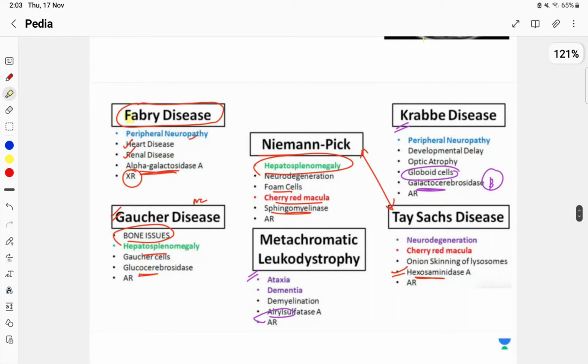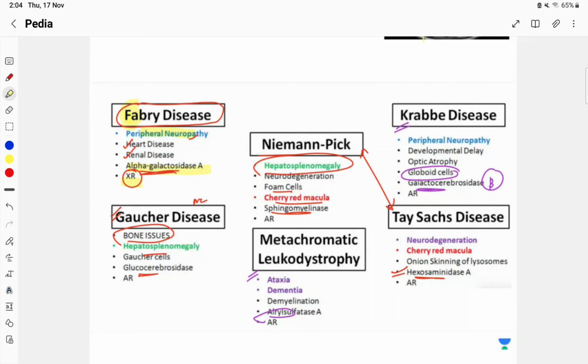See, Fabry: my favorite hobby is to make ceramide, and we made a galaxy. So ceramide will accumulate. Galaxy means alpha-galactosidase, and it is X-linked recessive, and there is peripheral neuropathy, I already told you. And what else about Fabry's? There is hypohidrosis, heart disease, renal disease can occur.